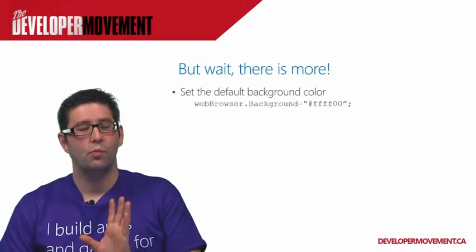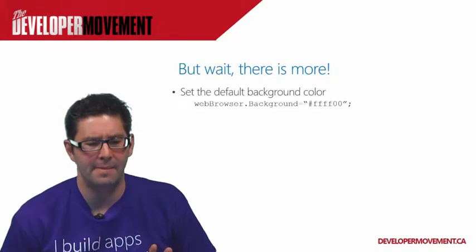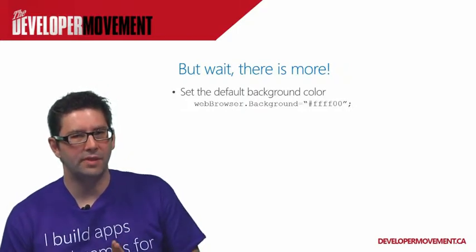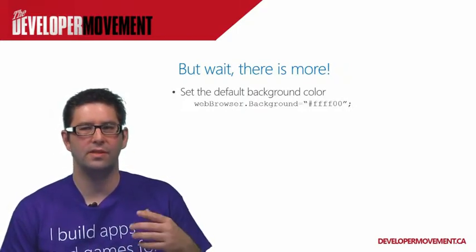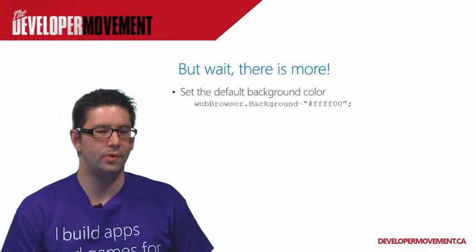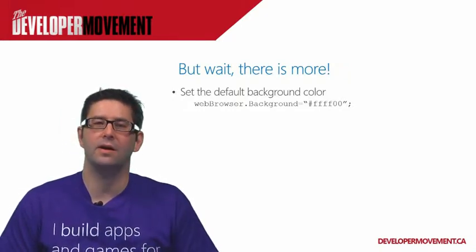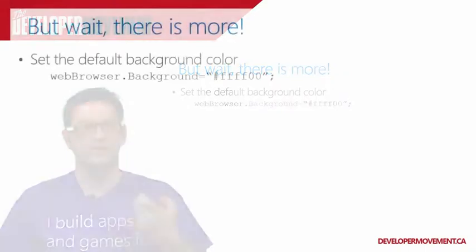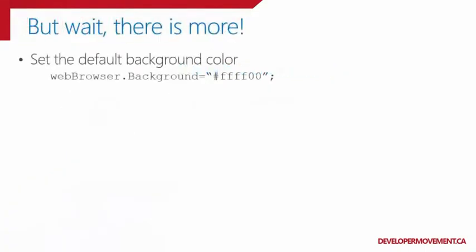So one of the things, that's all great from a JavaScript standpoint, but there's also some cool things that you can do with the CSS and things. So for example, you can set the default background color. So one of the things that's really important within Windows Phone is that there's two different types of themes that you can have on your phone. There's a dark theme, which is more often than not the theme that people use, but also there's a light theme, so where the background is white.